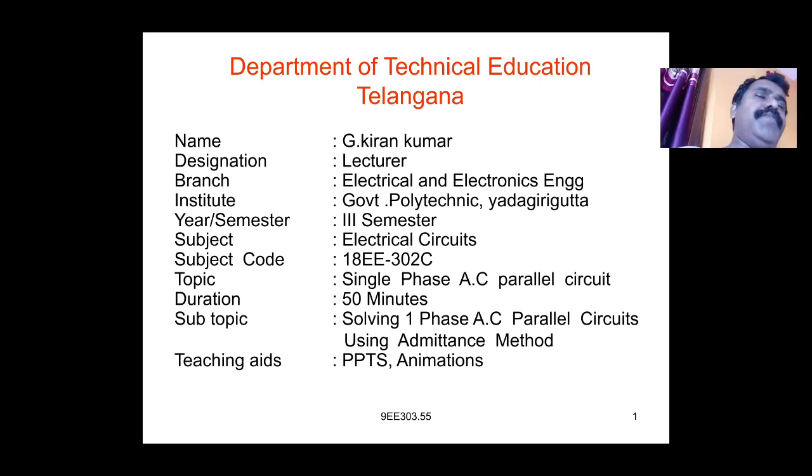We can define the impedance as the ratio of voltage to current. We can define the impedance as the vector sum of the resistance and the reactance. Again, we can also define the impedance as the reciprocal of the admittance. So the admittance is nothing but the reciprocal of the impedance. Based upon this, by means of the admittance we can find the currents and the voltage equations using the admittance method, and also we can find the power factor.